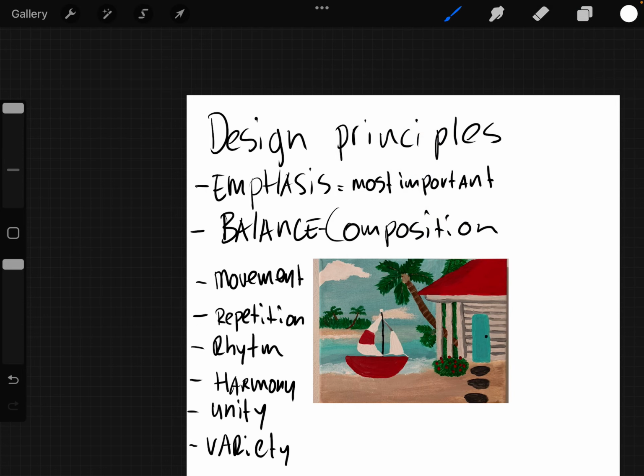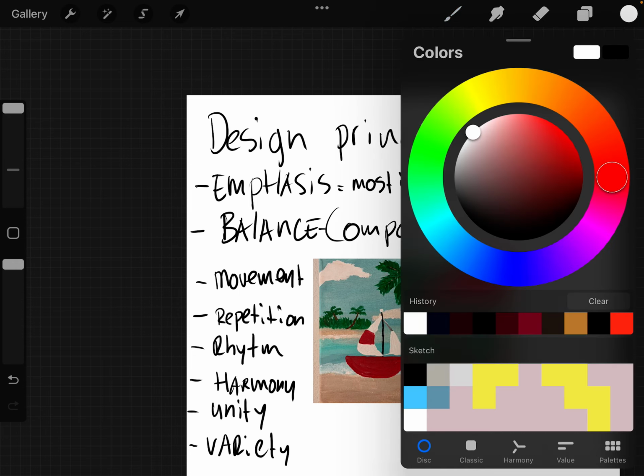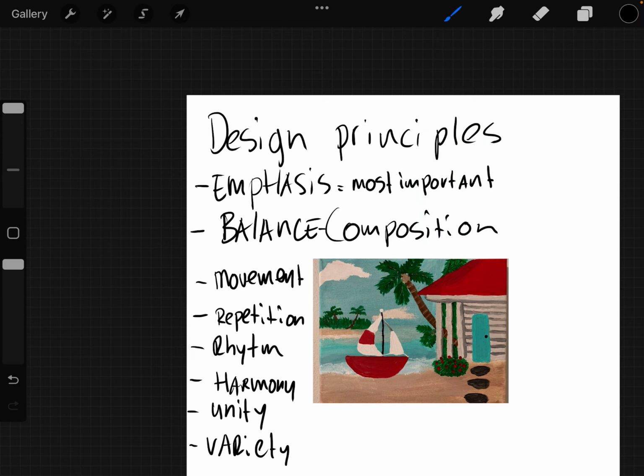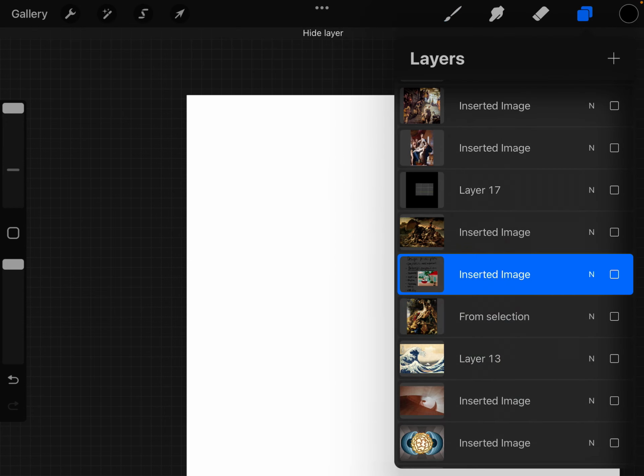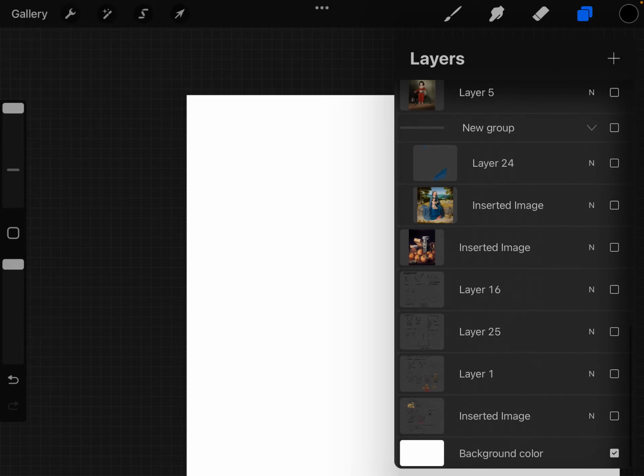And a painting or an artwork without an emphasis is basically just kind of like, what's going on? I don't understand. Doesn't make a lot of sense, right? Okay. So the next word is balance, and that is a really, really big deal. So when you read balance, think of composition, and that is what I'm going to explain to you right now.